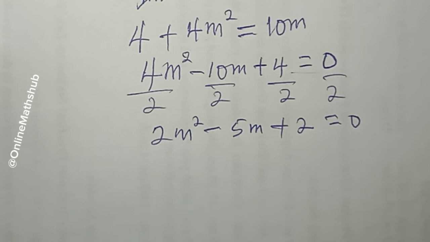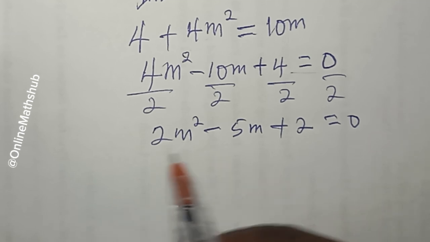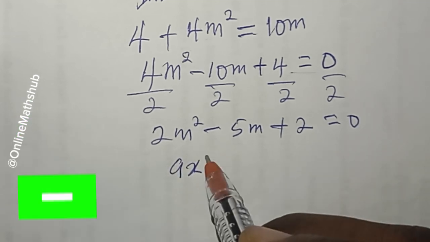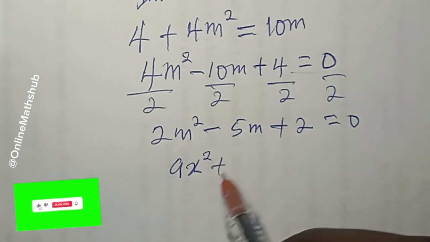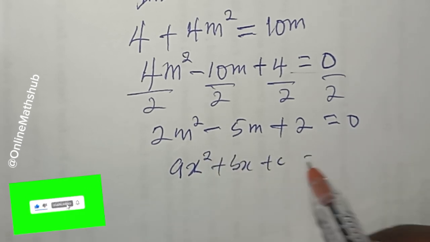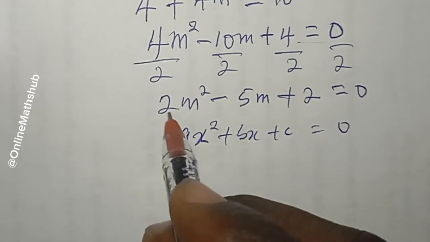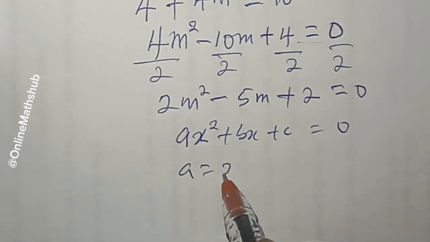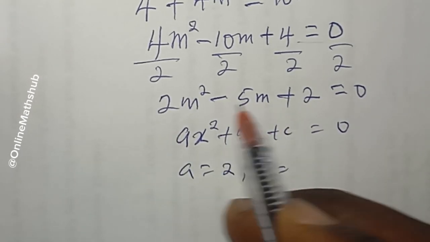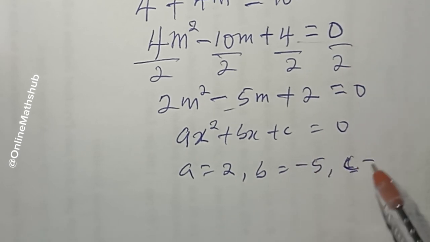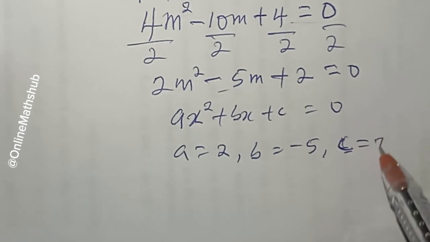You can use any method of solving a quadratic equation. For the sake of this video, I'm going to be using the formula method. You remember the general form of a quadratic equation, that is ax squared plus bx plus c is equal to 0. So you discover that in this case, a is equal to 2, b is equal to negative 5, and c is equal to 2.